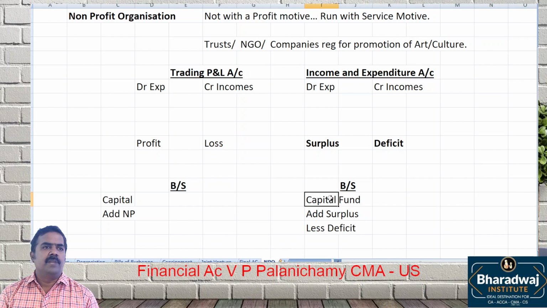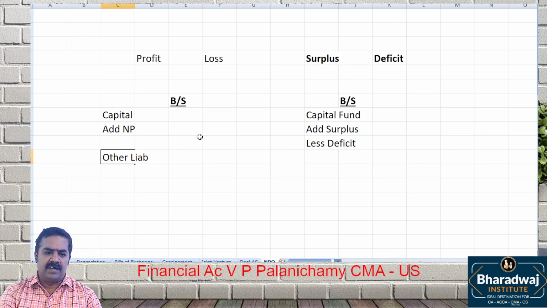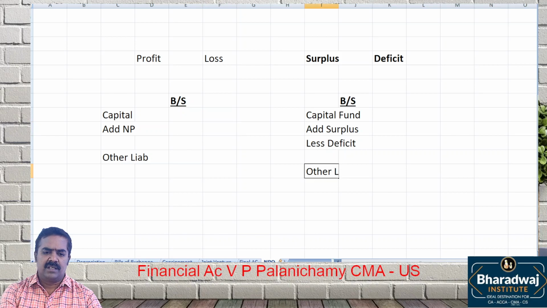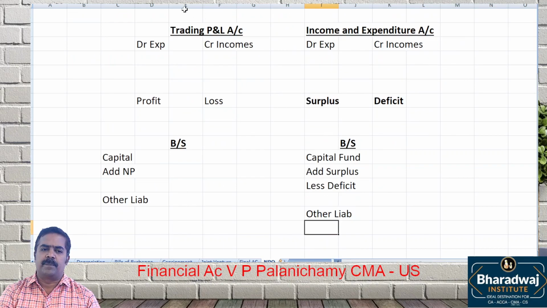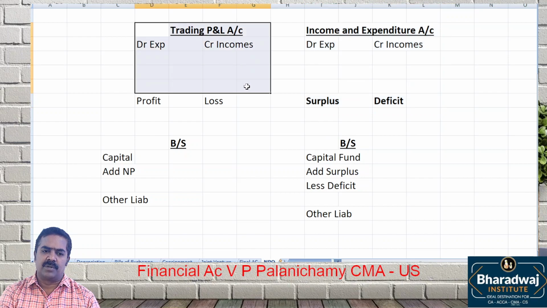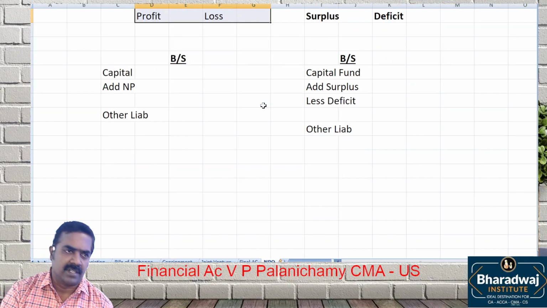In a trust or NPO, capital is not belonging to any person. Then we just call it as which one? Capital fund. Then as usual, we will record other liabilities. We will record various assets. So if you look at a non-profit organization also, we prepare final accounts in a different style. We call it as which account? Income and expenditure account, instead of which account? Trading P&L account. Here we have to learn certain special things.